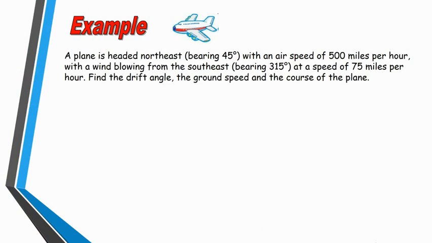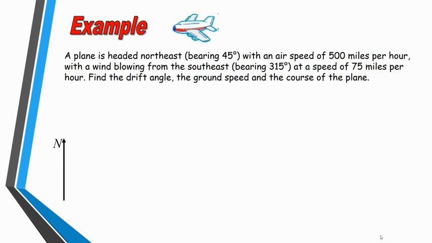Let's look at this first example here. The plane is heading northeast, which is that perfect 45-degree bearing, at an airspeed of 500 miles per hour. The wind is blowing from the southeast at 315. Now, southeast, pay attention to the word from. So it's really going towards the northwest, and that's why it's 315 degrees. The speed of that is 75 miles per hour. We want to find something called the drift angle, which we'll talk about in a moment here, the ground speed, and the course of the plane.